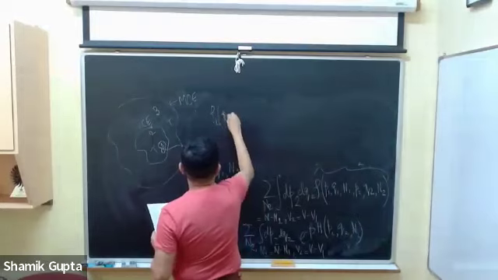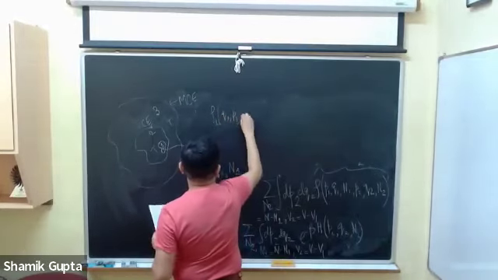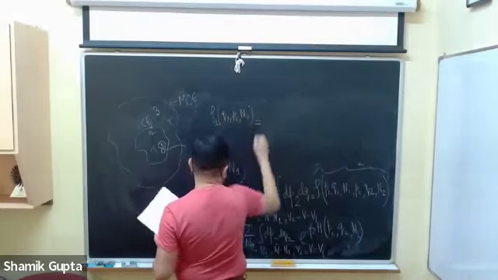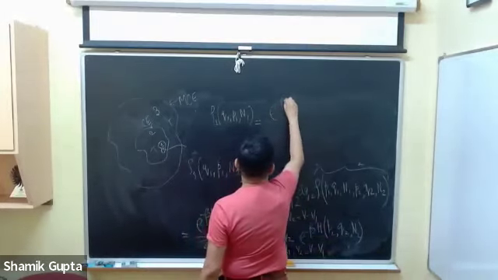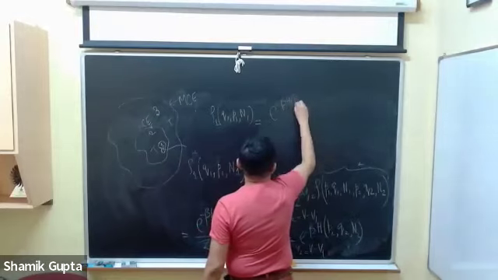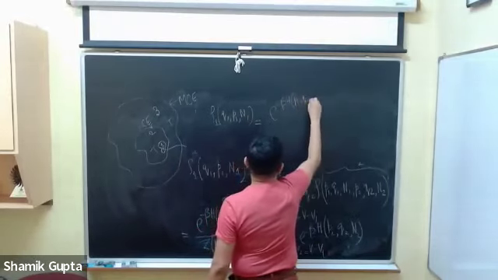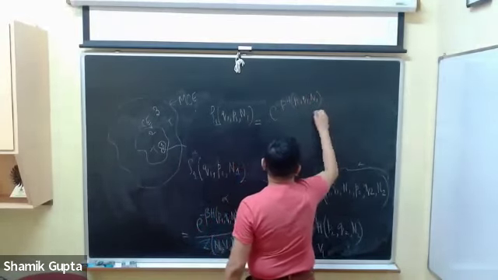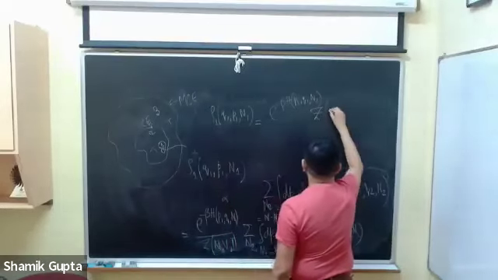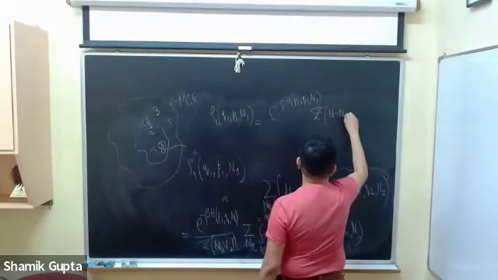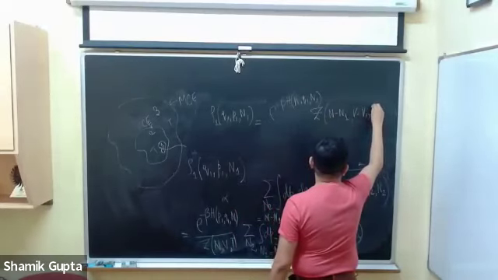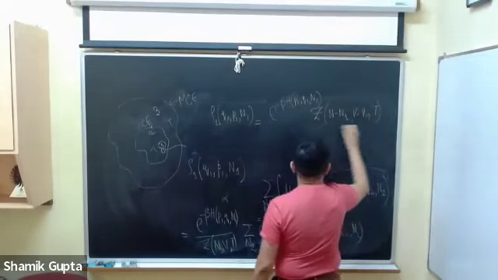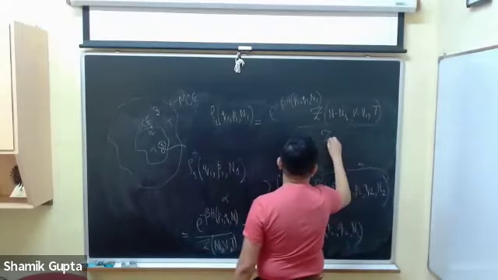rho 1 of P1, Q1, N1 is equal to e to the minus beta h of P1 Q1 N1 times Z of N minus N1, V minus V1, T divided by Z of N V T.